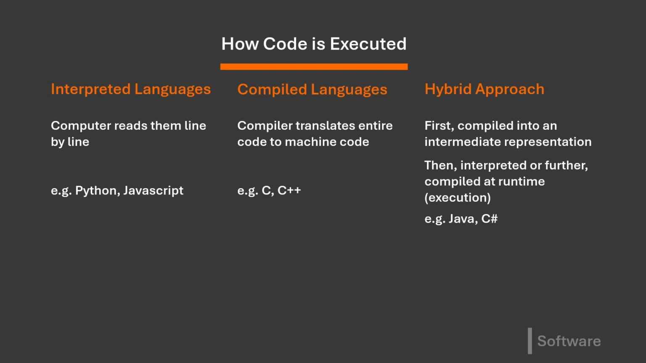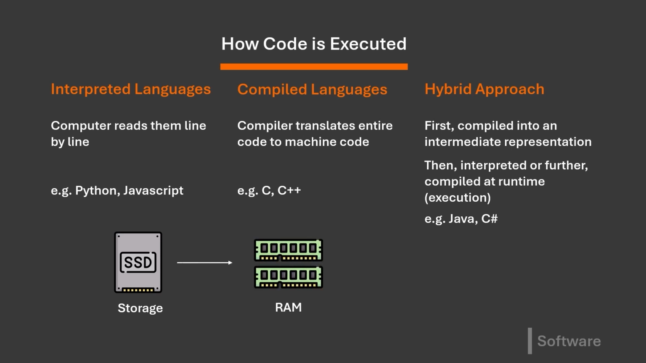But how is code executed in the backend? Let's tie this back to our previous session on hardware. The code file is first saved in storage, either as a script for interpreted languages or as a compiled executable for compiled languages. When executed, it is loaded into RAM for fast access, and the CPU processes its instructions to perform tasks and generate output.